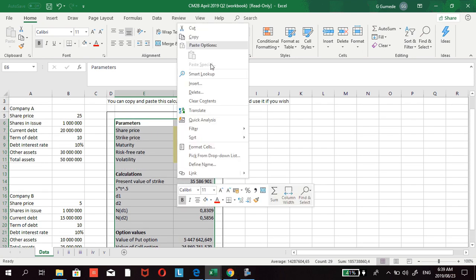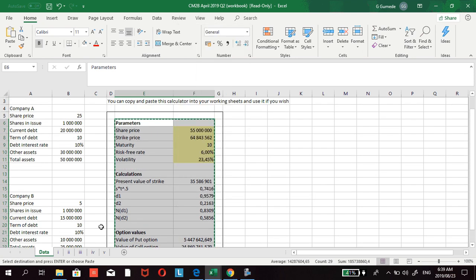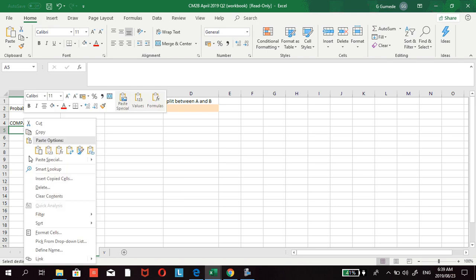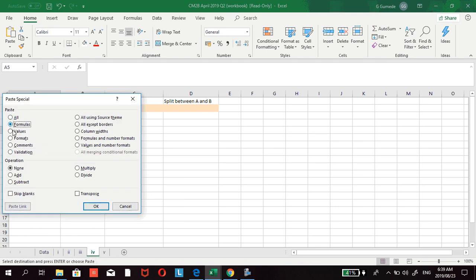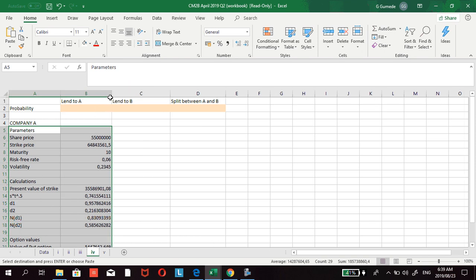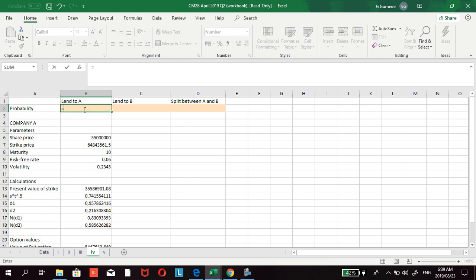I'm going to copy this. Okay. And come here and paste my workings. I want to paste the formulas there. So the probability that the company will be able to repay the loan if it received 5 million is just phi of E2. I'm going to pick up that value there.